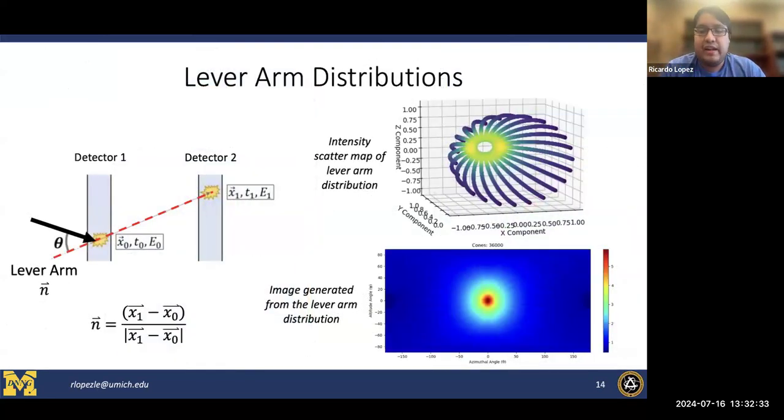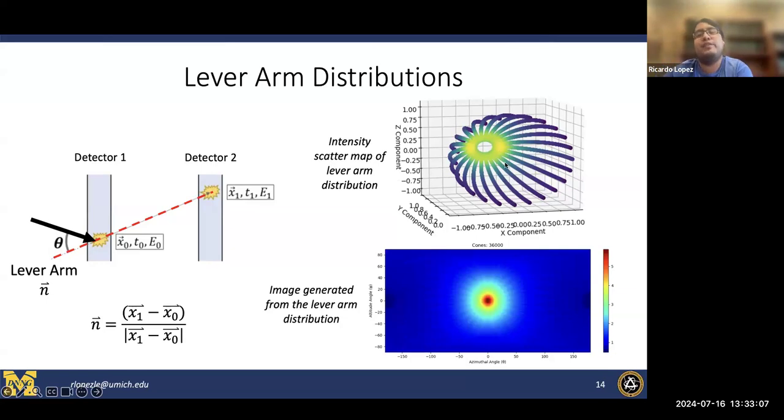All right. Next up, another important factor that basically affects the quality of the images that you may end up getting via simple back projection is your lever arm distributions. As a quick note or reminder, what I mean by lever arm is basically the vector between the two interaction locations of your particle. And if you were to map these lever arms in 3D space, then you get these kinds of tendril distributions that you see in this top right plot.